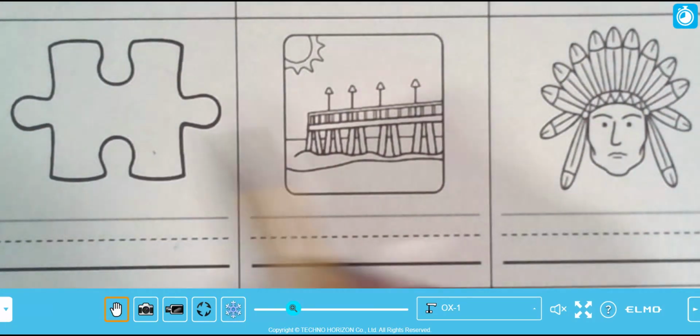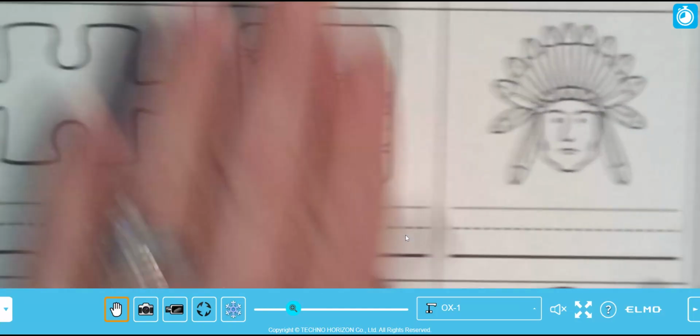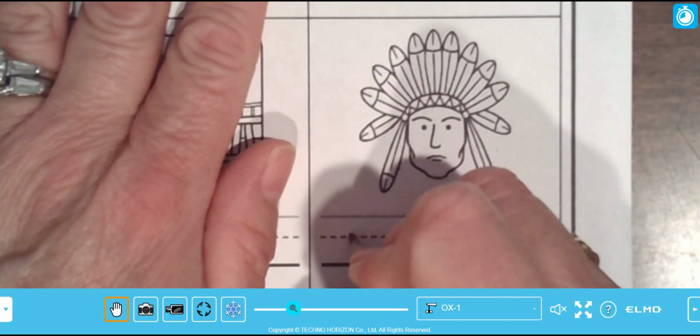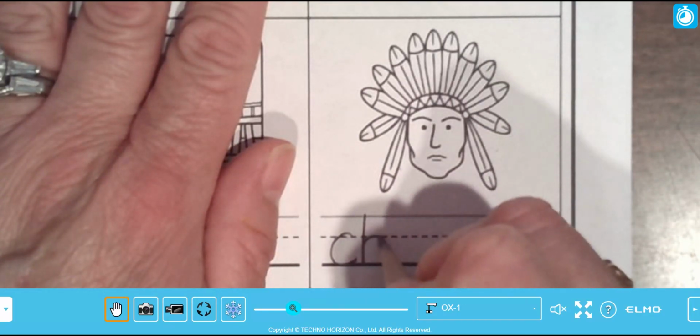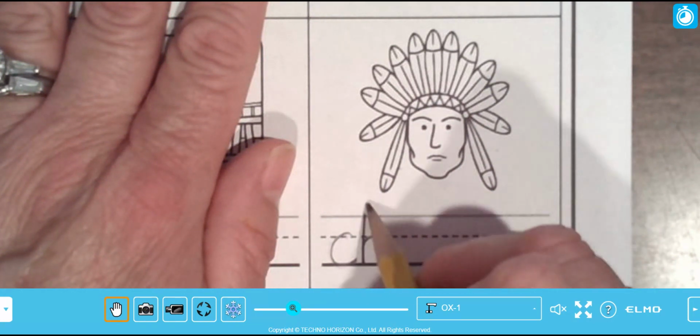So let's look at these three pictures. One of these three pictures shows us chief. Which one do you think it is? Yeah, this one right here. This is the chief. So let's write down chief here. Ch is a digraph, so it's two letters that make one sound. So it's small and then tall.